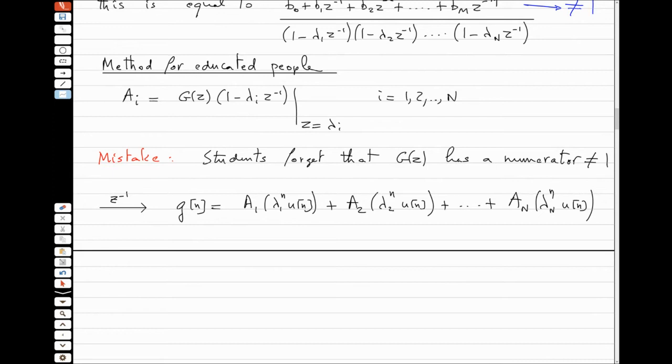All right, so G of n is down here in case 1. Case 2, that is the more difficult case. Assume that we have a double pole, but the other poles are distinct.